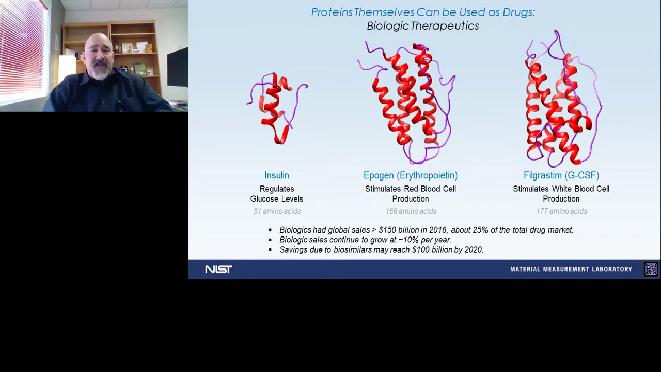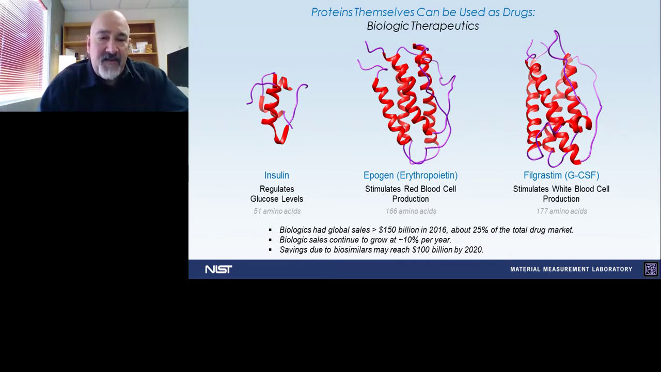Of course, proteins themselves can be used as drugs. This is what we call biologic therapeutics or biologics. And probably the most well-known and common one is insulin. That regulates glucose levels. And there are other ones that we know about, like epogen, filgrastim, that stimulate production of blood cells. So these are all naturally occurring proteins that we can manufacture in living cells, extract them, and administer them as drugs.